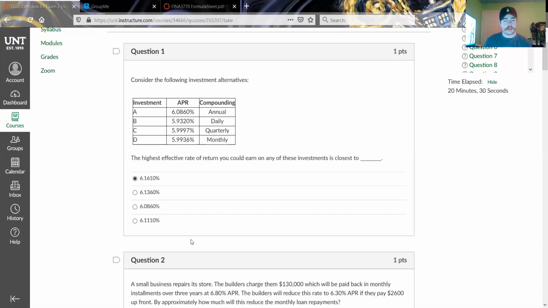Did you start by calculating it as a whole number instead of a percent? So you put in 0.06086 and then used that in your formula? I mean, it wouldn't change anything for the annual, but okay, that makes more sense.